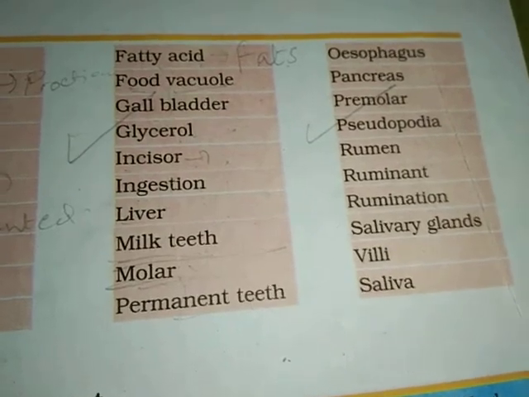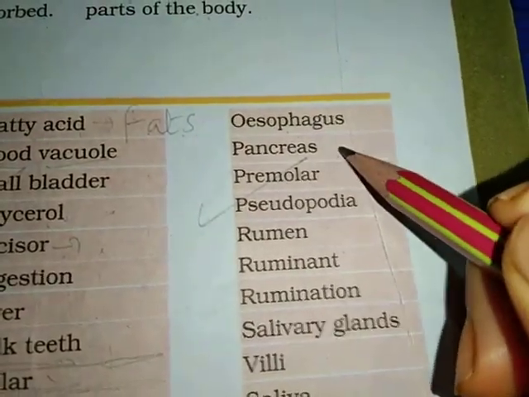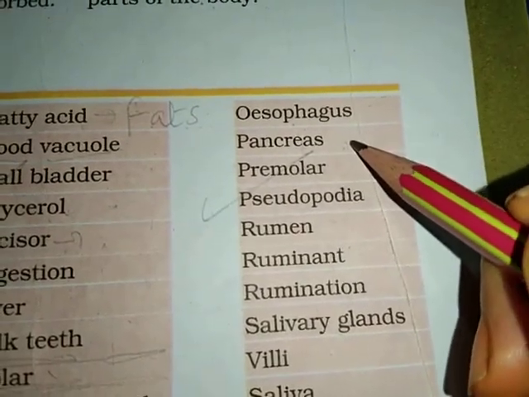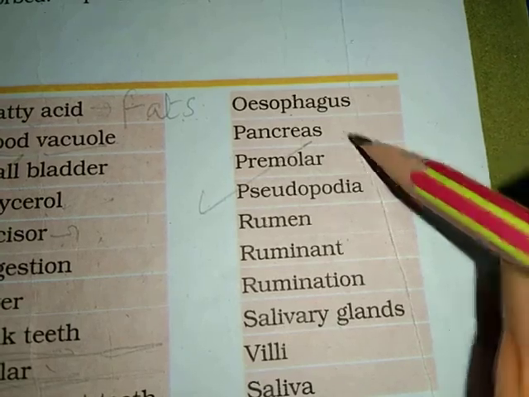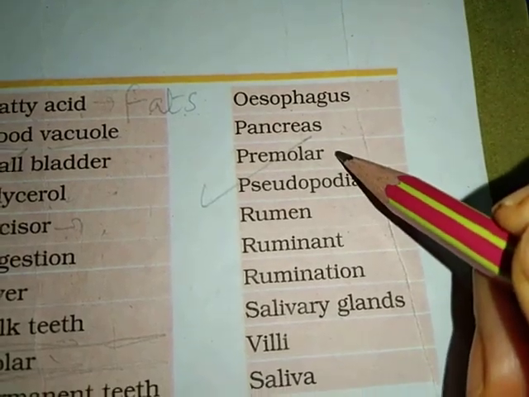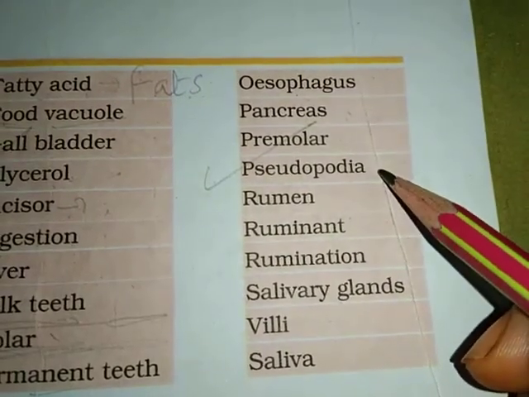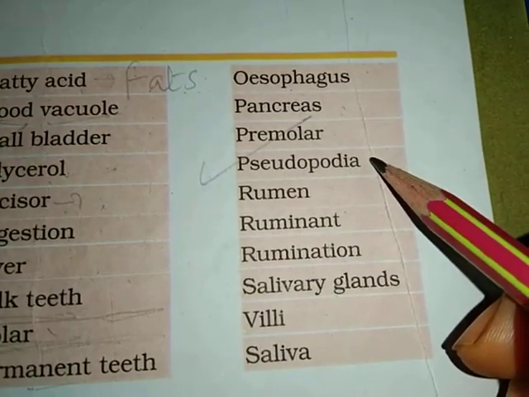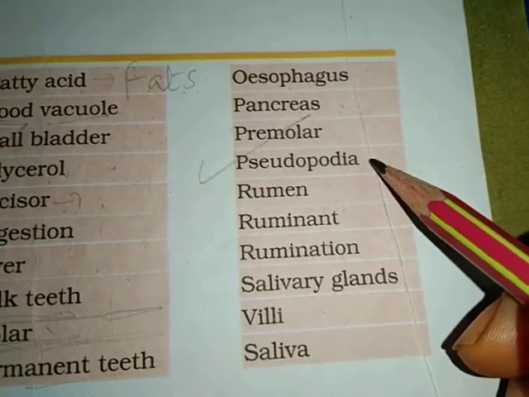Then esophagus. Esophagus is your food pipe. Then pancreas. Pancreas is the gland which secretes insulin, which helps you in the breaking down of sugars. Premolars and molars are both cutting and chewing teeth. Pseudopodia are the finger-like projections which amoeba creates to engulf the food.